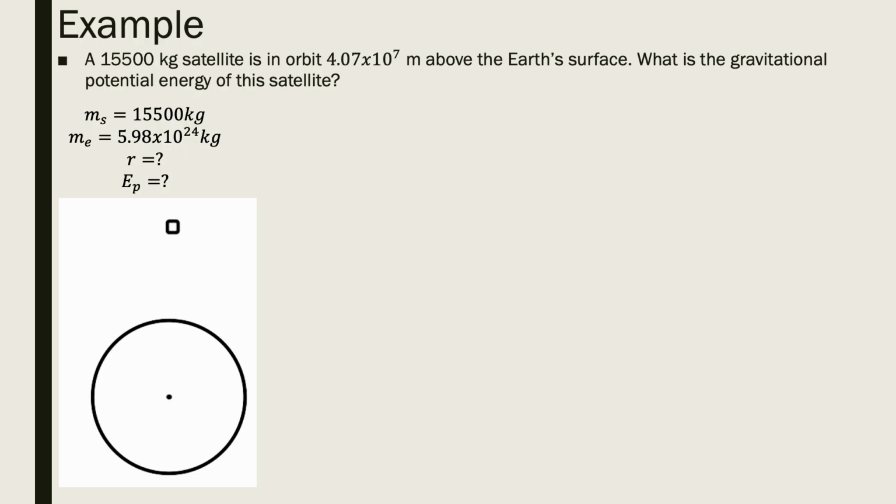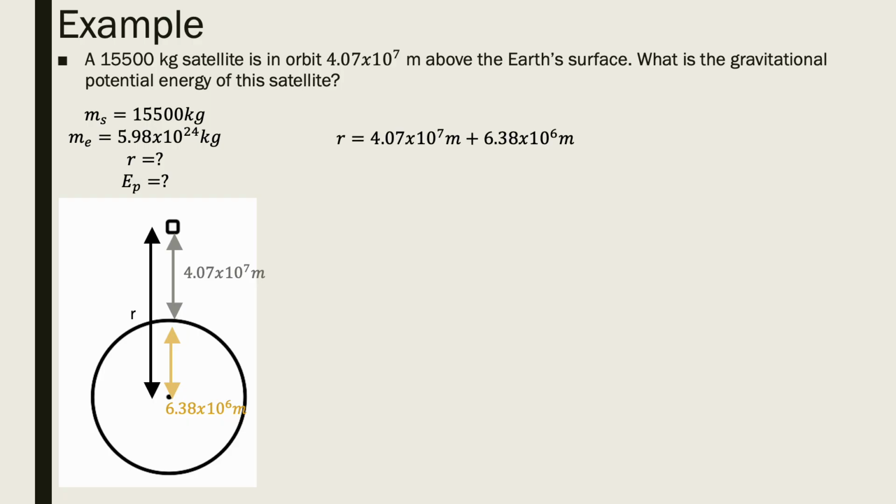So if I draw out what we have, a circle, which is our Earth, and the block that is the satellite. And our r, like I mentioned, is center to center. Now we're given the distance above the surface of Earth, which is 4.07 times 10 to the 7 meters. And then we know the radius of Earth is 6.38 times 10 to the 6 meters. That's on your formula sheet. Now obviously this diagram is not drawn to scale, but it illustrates how we can get our r overall, which is just add those two values together. So that's giving us an r value of 4.688 times 10 to the 7 meters.